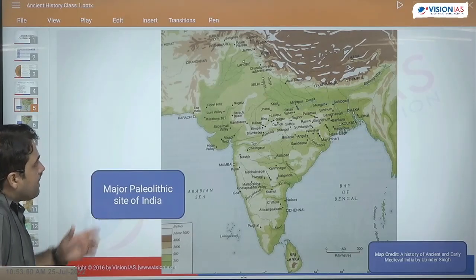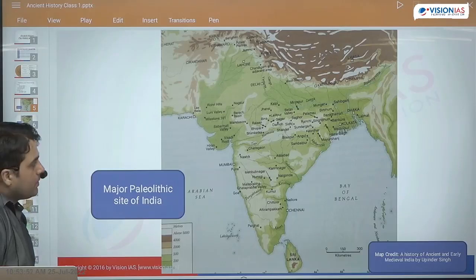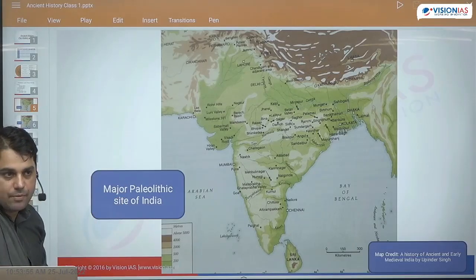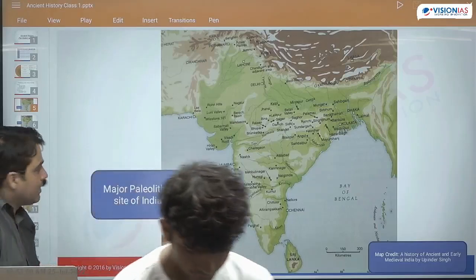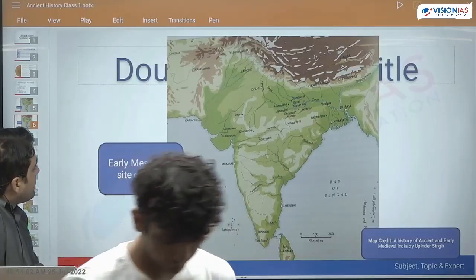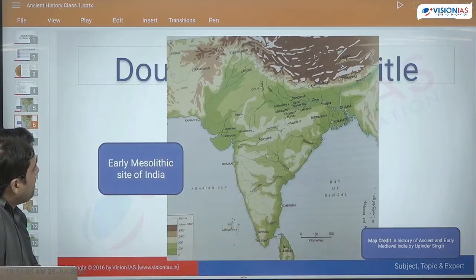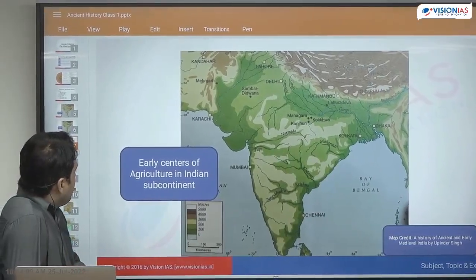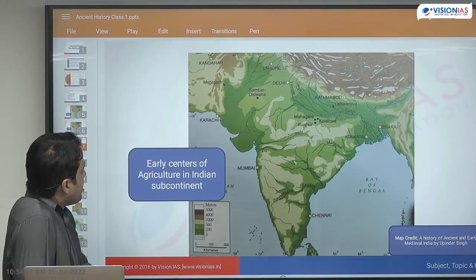I have taken these maps from Upinder Singh textbook, so I do not feel that you need to memorize any location from prehistory, especially from Paleolithic sites here. Early Mesolithic sites of India, we find that also. And then you of course have early centers of agriculture in Indian subcontinent.